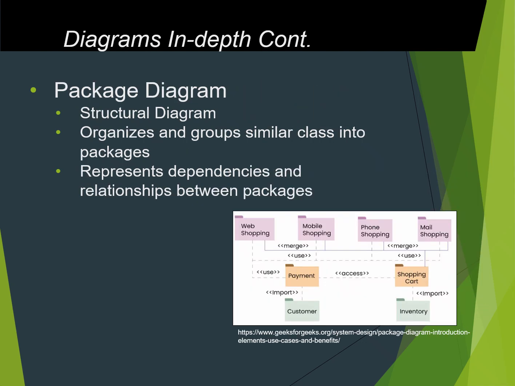The second diagram we will look at is the package diagram. This is a structural diagram that organizes similar classes into one package. It is an organized way of visually representing dependencies and relationships between packages. The package diagram helps to manage complexity in larger systems as it organizes the system into smaller sections to handle more at once.